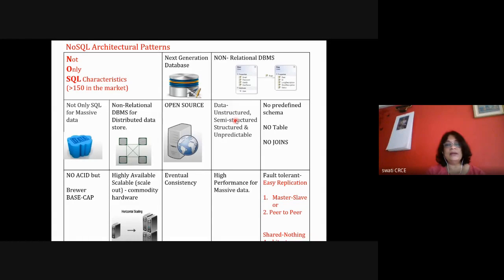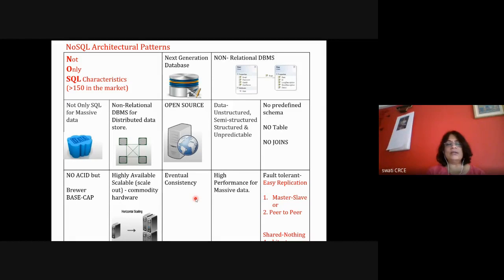Your data can be unstructured, semi-structured, structured, unpredictable, any kind of data. So all kinds of flexibility is there. There is no predefined schema. There is no structure. There are no tables. There are no joins. Then there is no ACID, but there is something called CAP. Okay, it is highly available, highly scalable because of the commodity hardware. And even if it is not consistent, eventually the data will be in the consistent state.